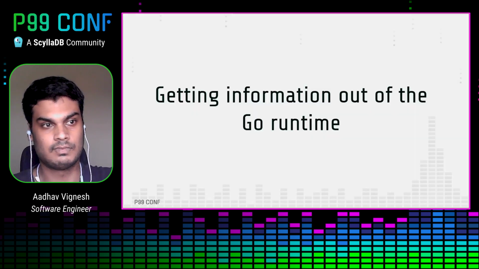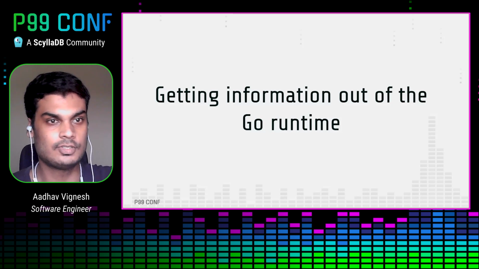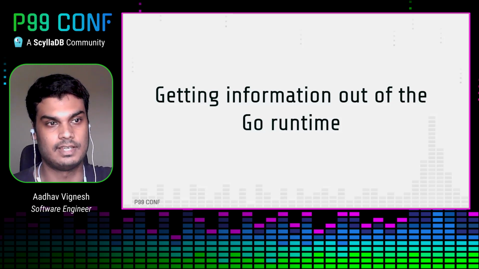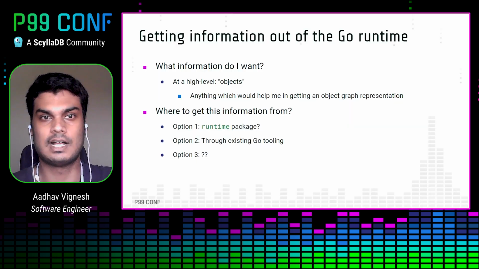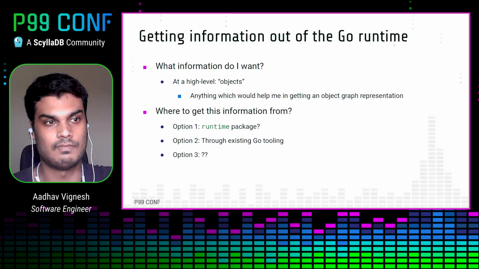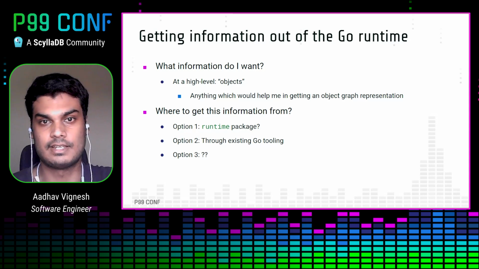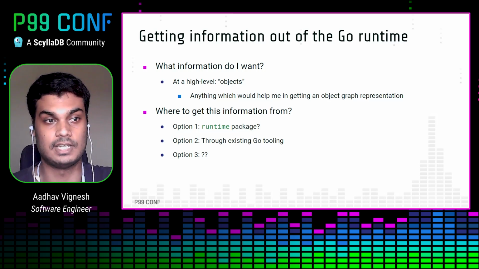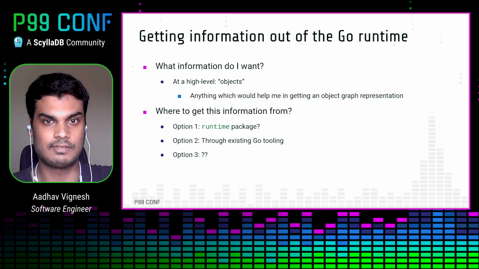But before that, I also needed to understand what information I needed to extract and how do I extract it. So at a high level, I wanted something which could help me in getting an object graph representation for visualization. And I had three options to choose from, and I'll be revealing the third option later in the slides, but let's start with the first option.